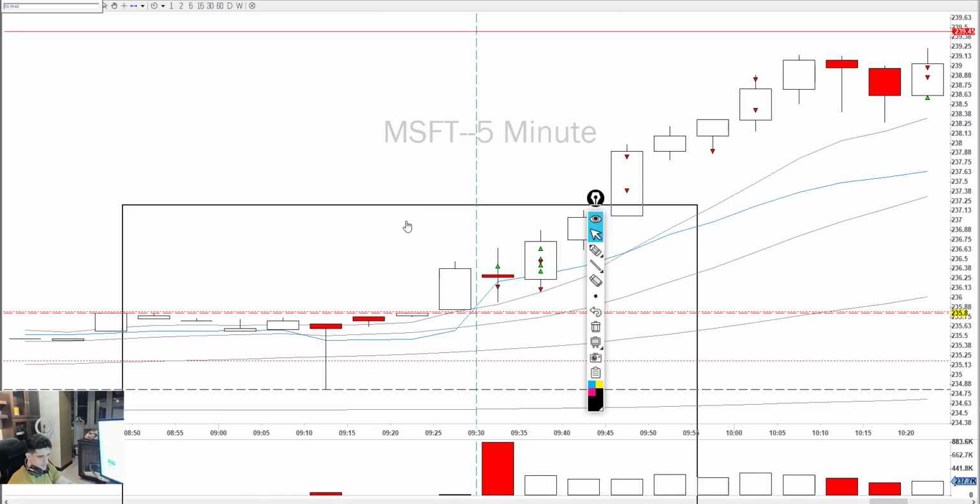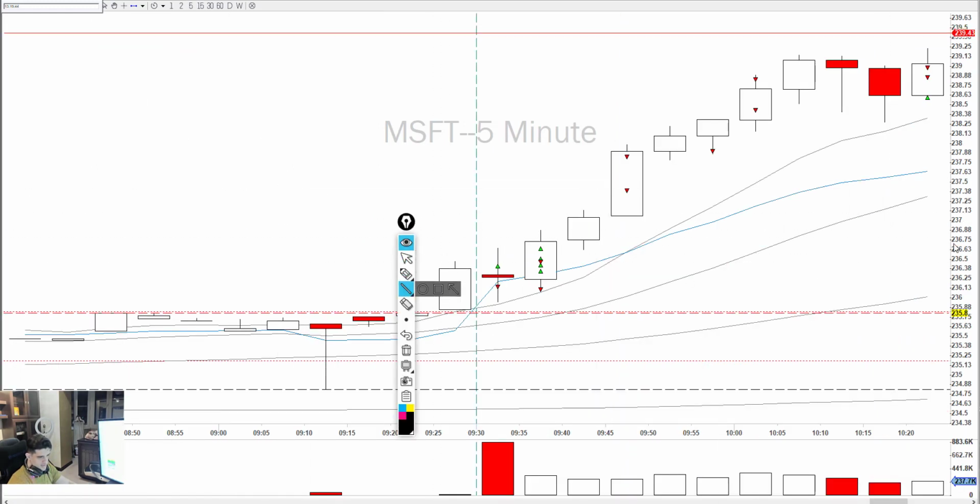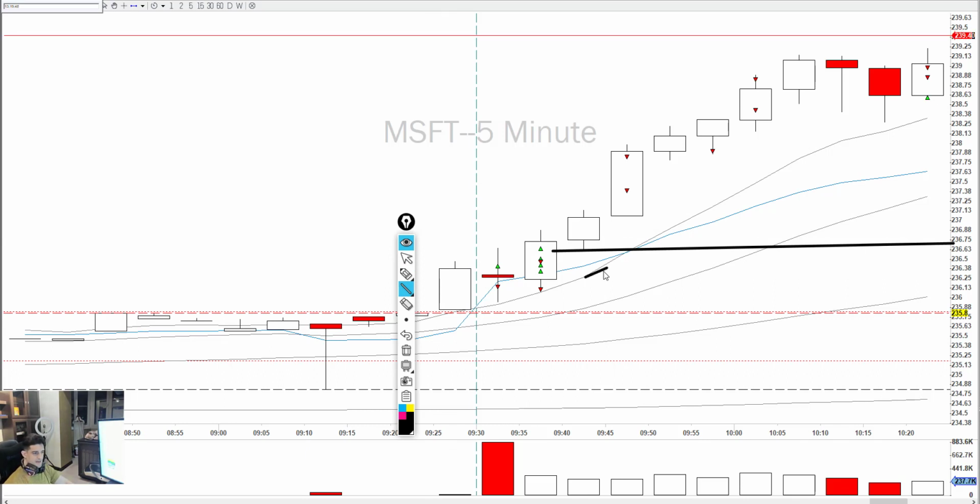So on the 5-minute chart, 236.70 is sitting somewhere around here. That is way farther from the 9 EMA on the 5-minute chart. And looking at my ABCD pattern webinar, I know that stocks usually pull back to the 9 EMA on the 5-minute chart.